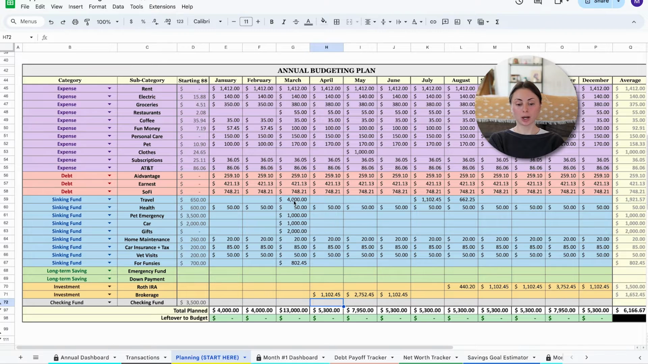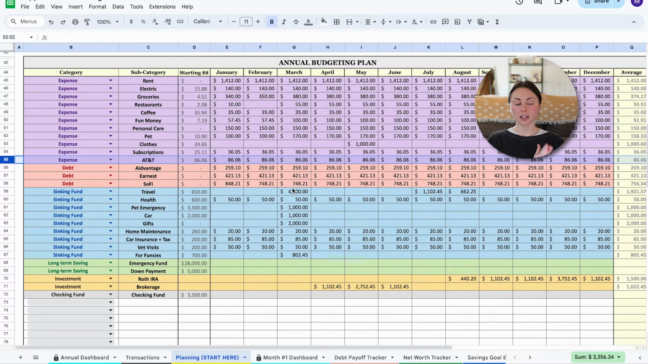So for example, in March, I have $4,000 in travel. This is saying you saved $4,000 in March. So it's kind of set in stone here. Obviously, if I didn't do it, you just erase it and it's very easy to change. But having this number in here is saying, yes, I saved.